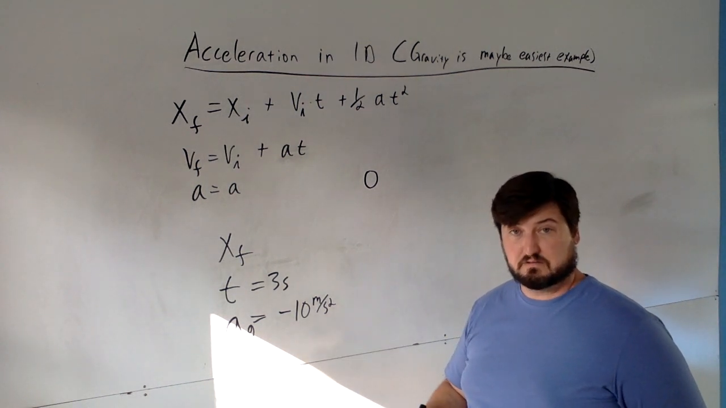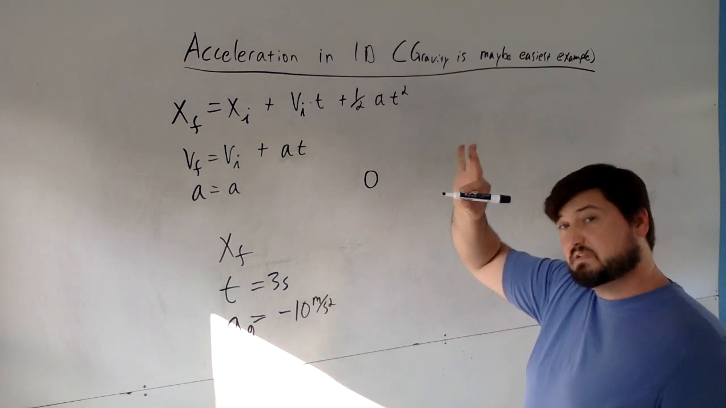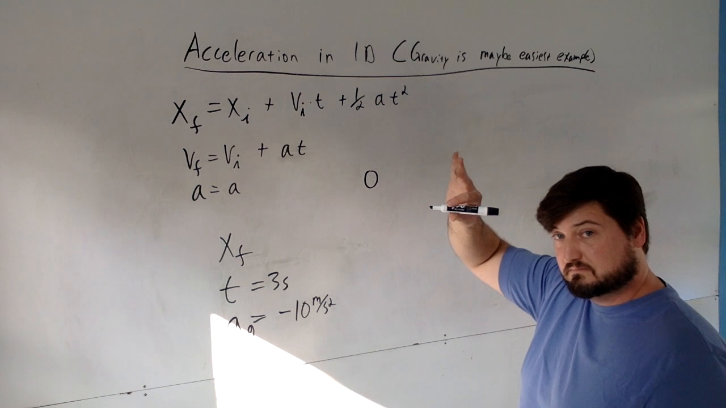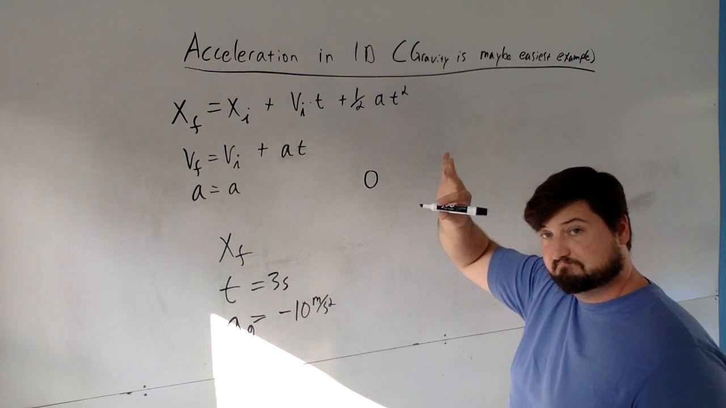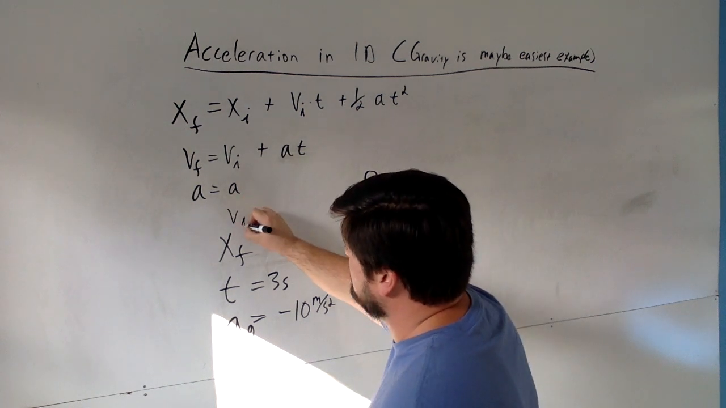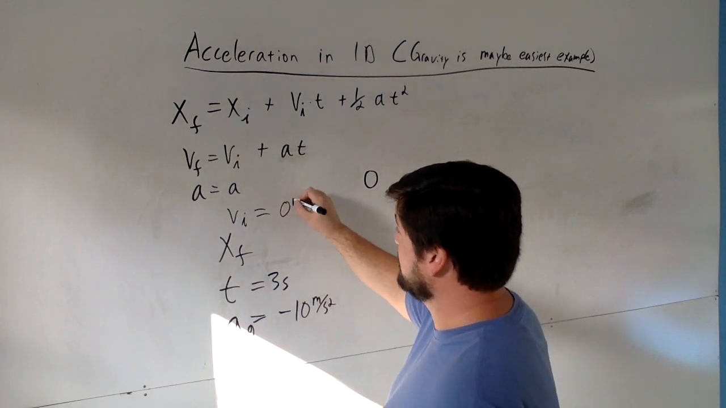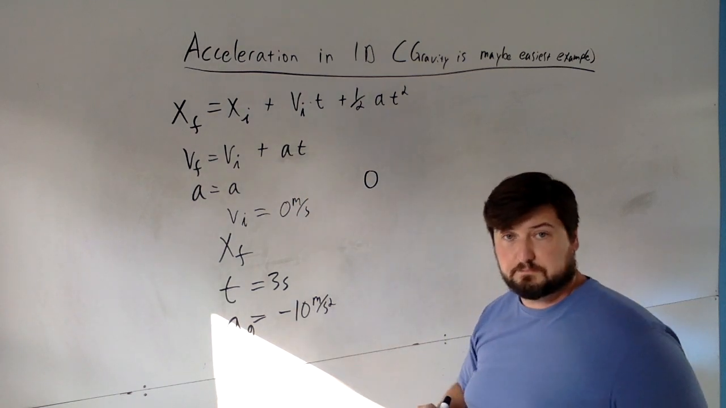It's negative 10. So I have a ball. I'm going to hold it. So what does that mean about our initial velocity? How fast is it going right now? If it starts at rest or is being held, your initial velocity is 0 meters per second.